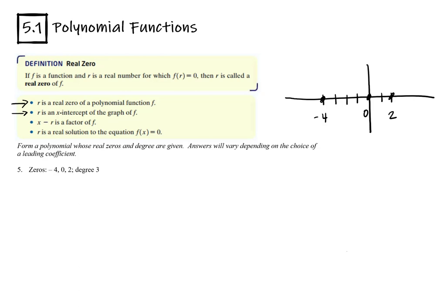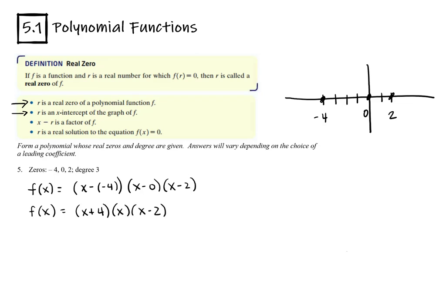It says x minus r is a factor of f. What this is saying is, I can say my function is a bunch of things that are going to be multiplied in the form of x minus r. And my first r is -4. My second r is 0. My third r is 2. So, simplifying this, I get x plus 4 times x minus 2.